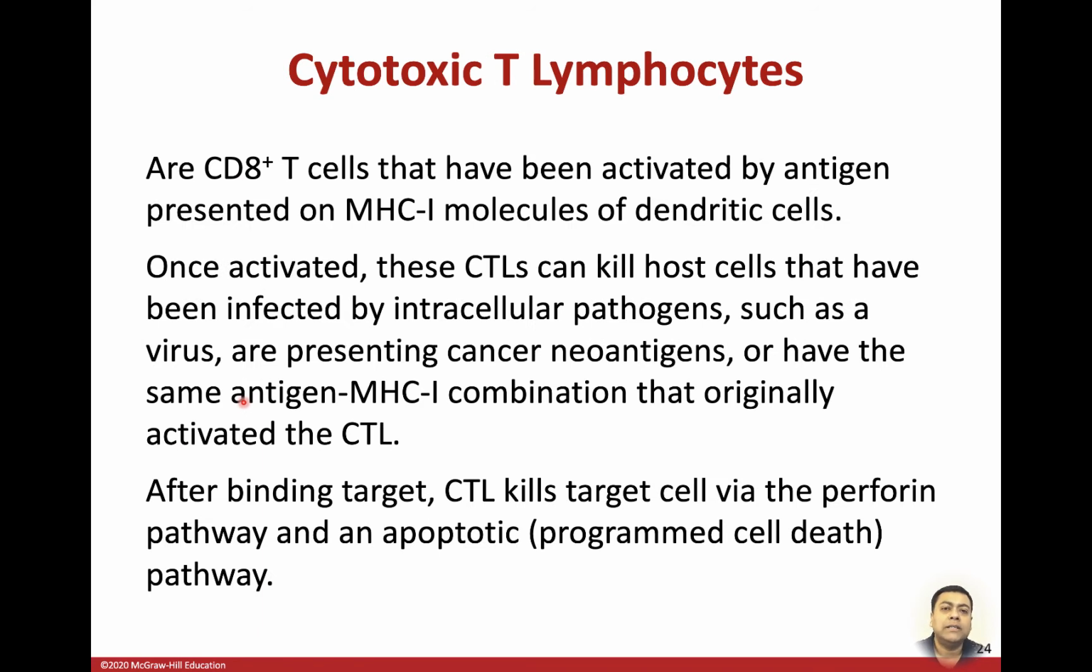The next one, other than the CD4 helper T cell, is the cytotoxic T lymphocyte. These are CD8. Remember that? They will recognize the MHC1 molecule, so 1, 8. Once activated, the CTLs can kill host cells that have been infected by intracellular pathogens, such as a virus, are presenting cancer neoantigens, or have the antigen-MHC1 combination that originally activated the CTL. After binding the target, the cytotoxic T lymphocyte will kill the target via the perforin pathway and an apoptotic programmed cell death pathway. We're going to discuss that in a second as well.